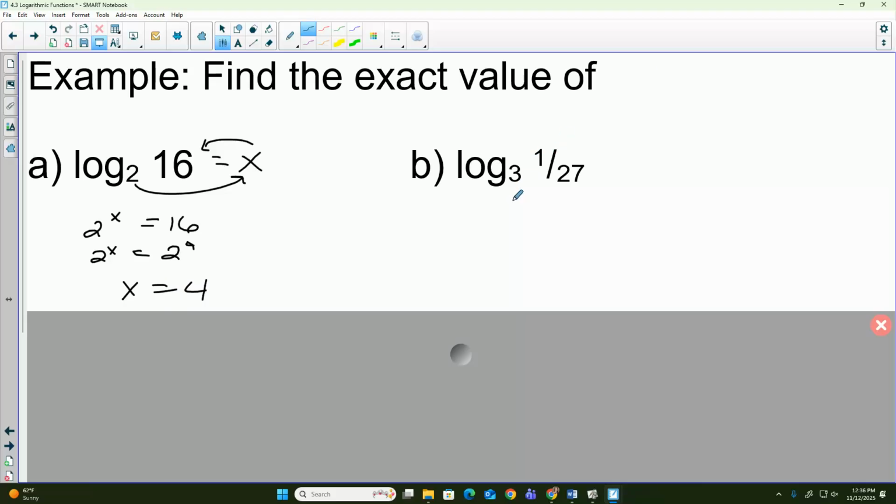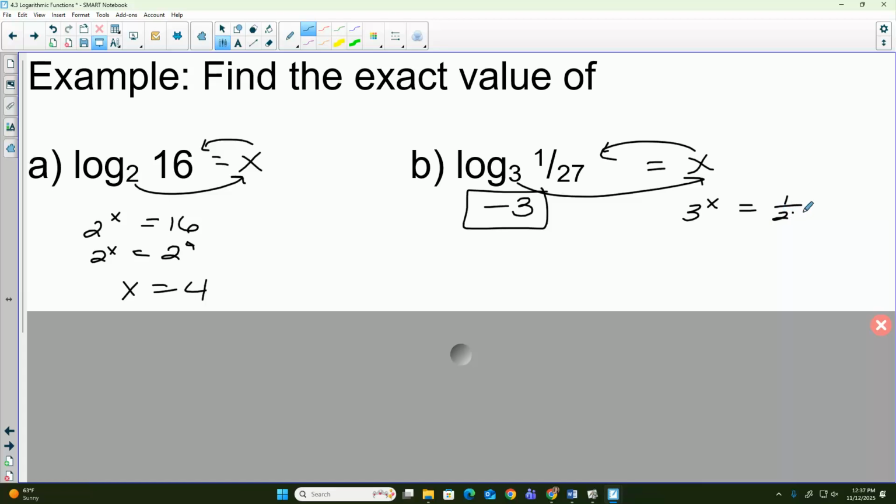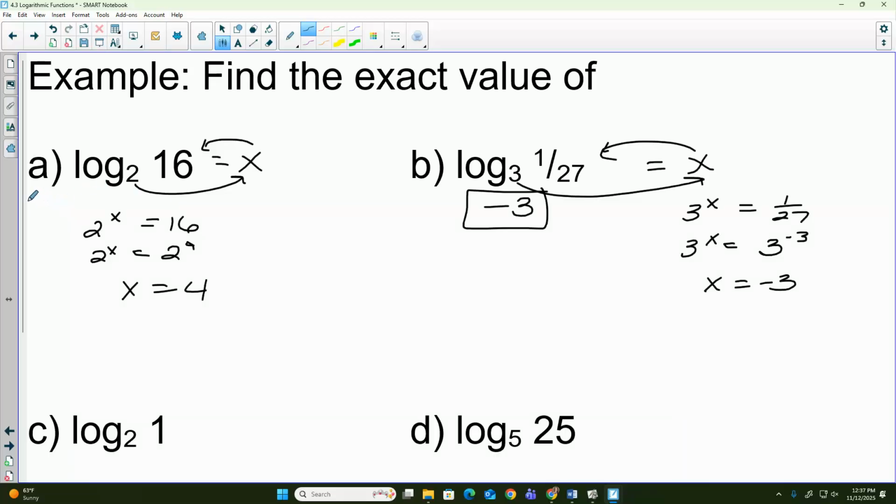B. 3 to what power equals 27? 3. And since it's on the bottom, what would we have to do to that? So it's a -3. If you don't see that, do the equation. 3 to the x power equals 1 over 27. Okay, it's the same thing, it's just written in front of you, so we know a negative changes it, so you get the same answer. Okay, I want you guys to try C and D.